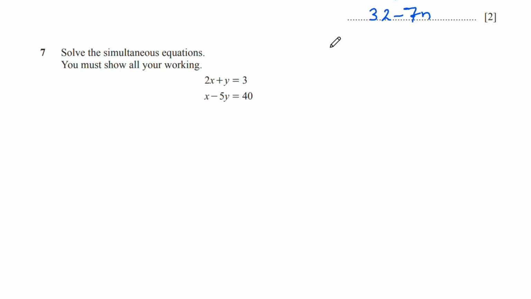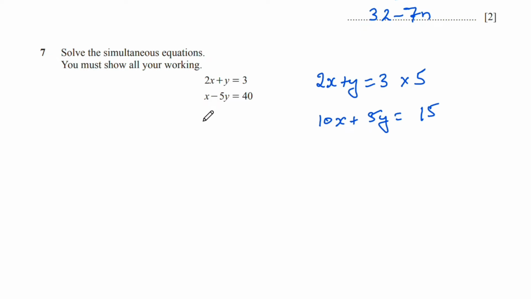Now back to the question. Solve the simultaneous equation. You must show all your working. Okay, so what I am doing is that I am eliminating the y. Multiplying the first equation with 5, since we have to eliminate y, this will be 2x plus y equals 3, multiplying throughout by 5. So what you get is 10x plus 5y equals 15.